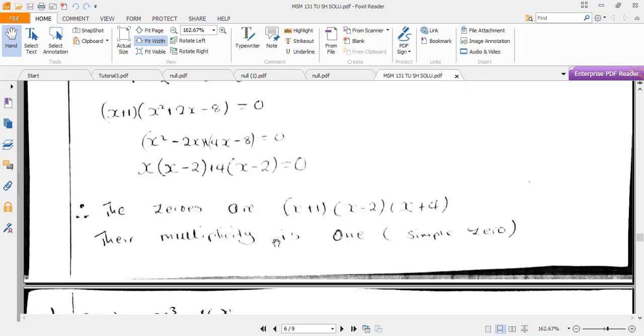Their multiplicity is 1. What we mean by their multiplicity is 1 is that we only have one x plus 1. It is not repeating. If we had x plus 1 and x plus 1, then we would have said the multiplicity for x plus 1 is 2. But since we only have one x plus 1, one x minus 2 and one x plus 4, their multiplicity is 1.